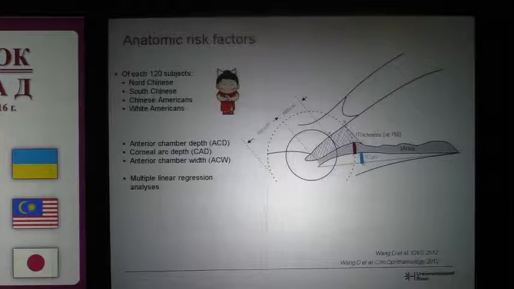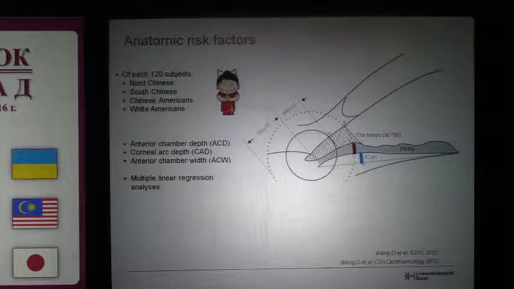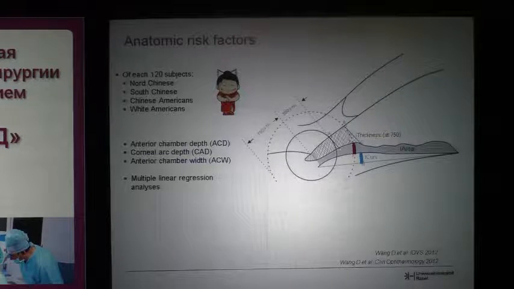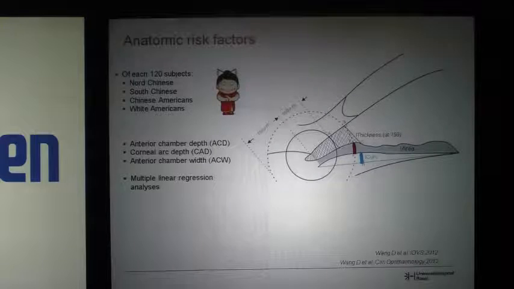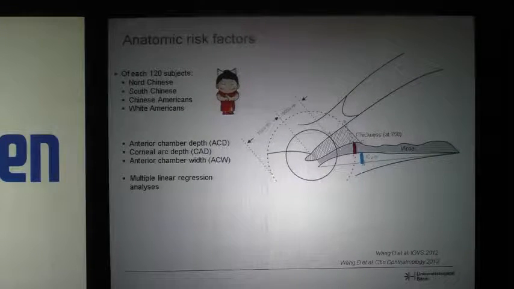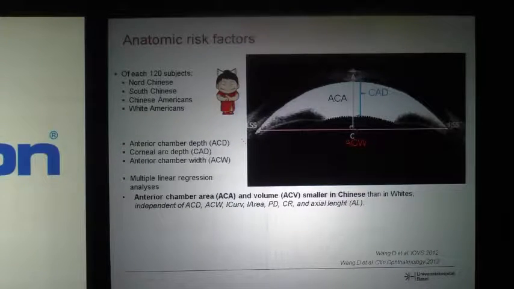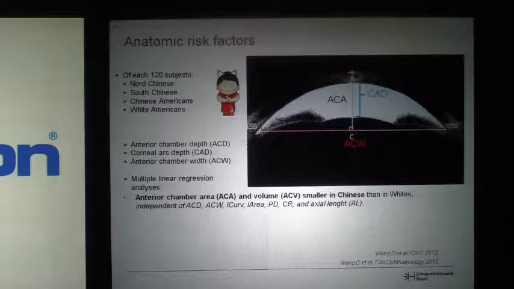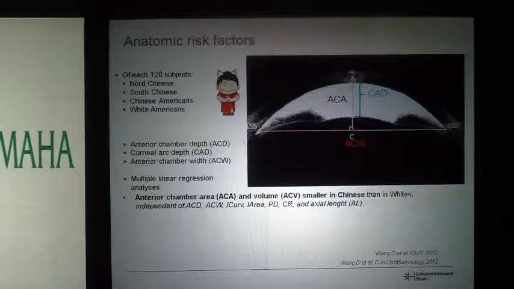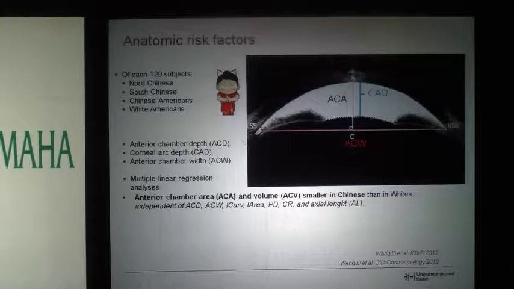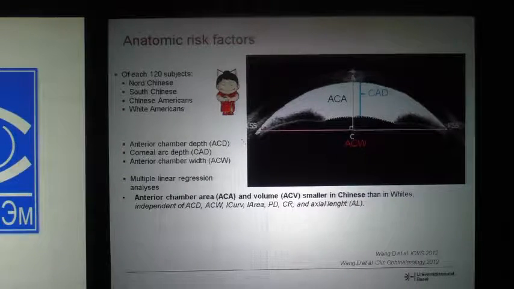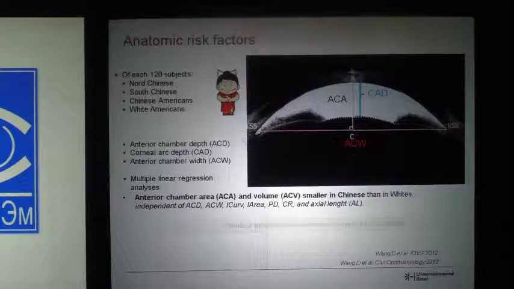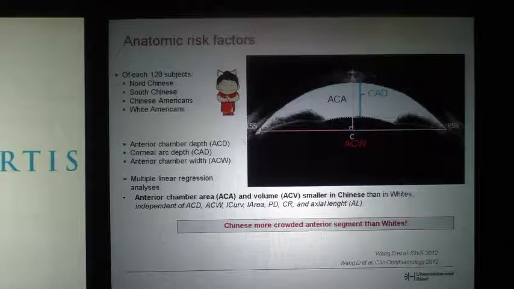And there's an interesting study by Wang and co-workers, which was done on 120 subjects each of northern Chinese, southern Chinese, Chinese Americans, and white Americans. They did basically everything you can do with the anterior segment OCT, all the parameters measured: the anterior chamber depth, corneal arc depth, anterior chamber width. And they concluded from a multilinear regression analysis that the anterior chamber area and volume were definitely smaller in the Chinese population than in the whites. And that was independent of the anterior chamber depth, the width, the area of the iris, the pupillary diameter, and axial length. So they concluded that the Chinese have, just by anatomy, a more crowded anterior segment than we have.